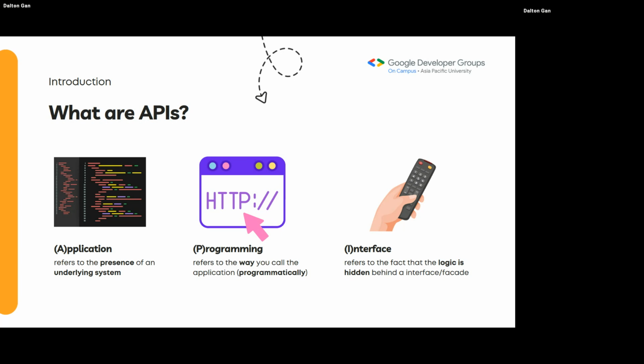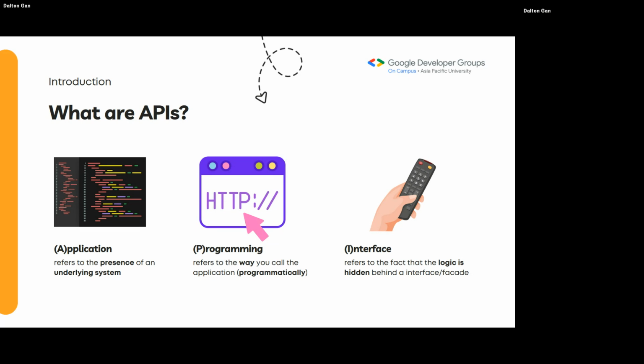To understand what each of these is, application stands for the fact that each API has an underlying system in the back end. You may not be able to see the system directly, but it exists. So there is an application underneath. Programming stands for the way that you call the API. You're not calling it graphically, you're not calling it in CLI, you're calling it programmatically in your code. So that's why it's called application programming. And then lastly, interface. The reason it's called interface is because you don't see the logic of the code that you are calling. You only call the endpoint.